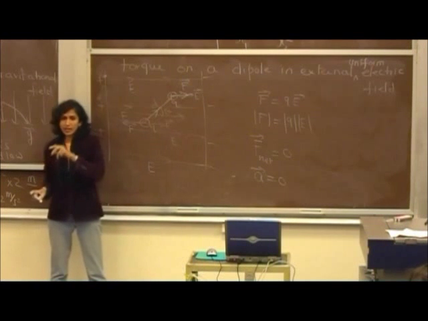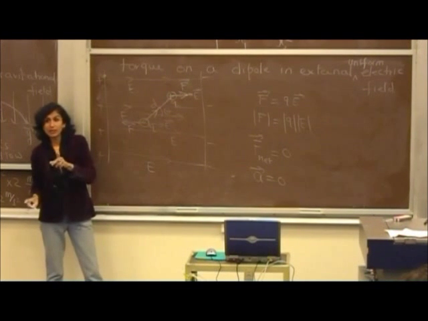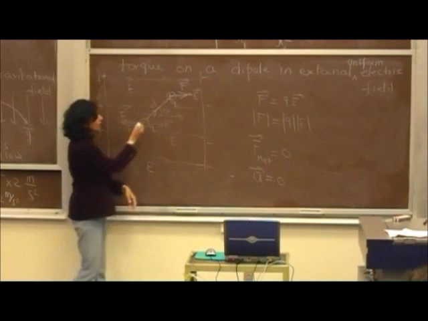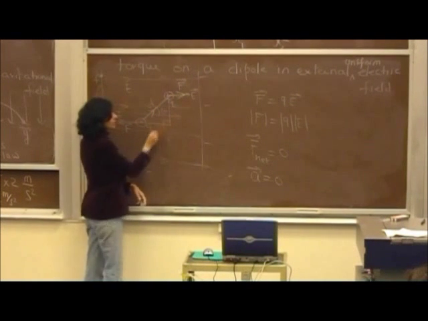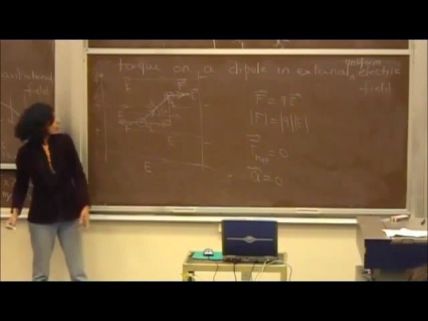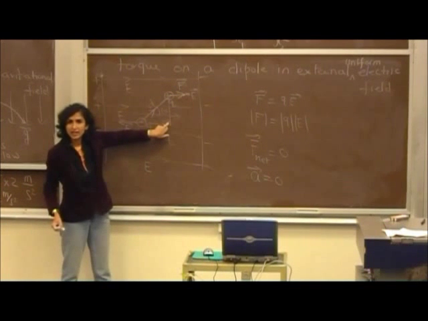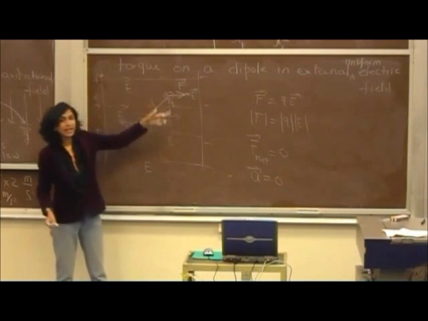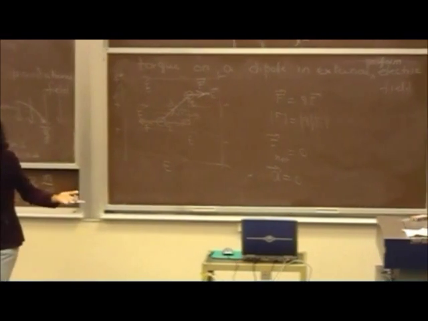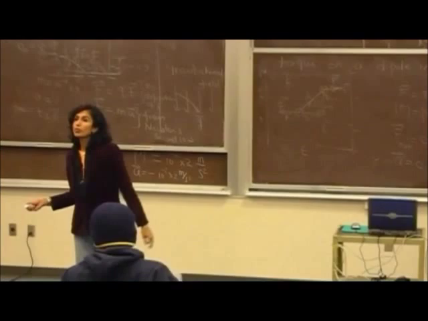I think since we are running out of time, I'm going to stop here. But next time, or try to just do it at home, we'll work it out again. What you will see is torque will be force times this lever arm, this perpendicular distance, which will just turn out to be D times sine theta. All right? But we'll talk about it more next time.